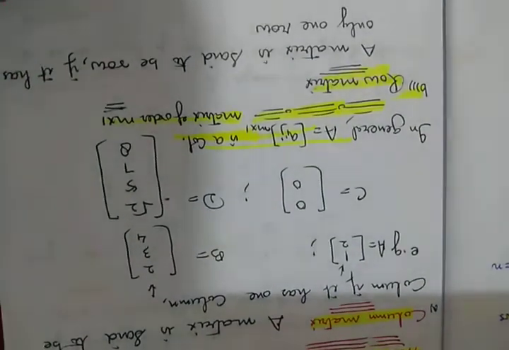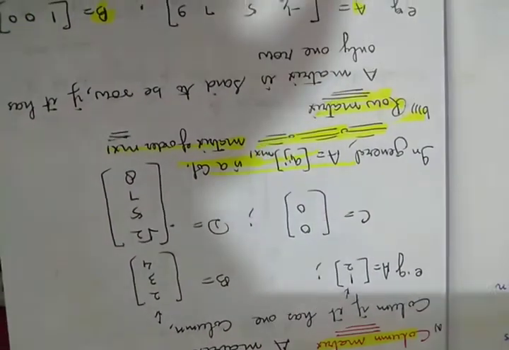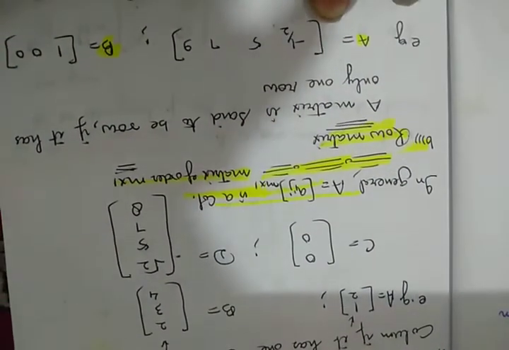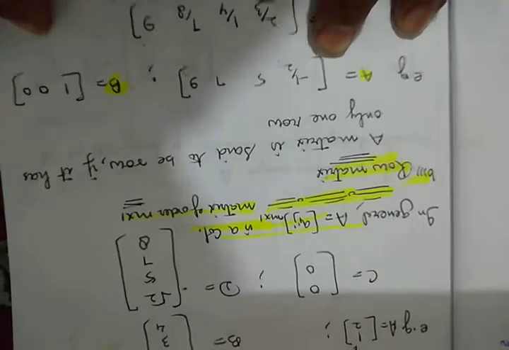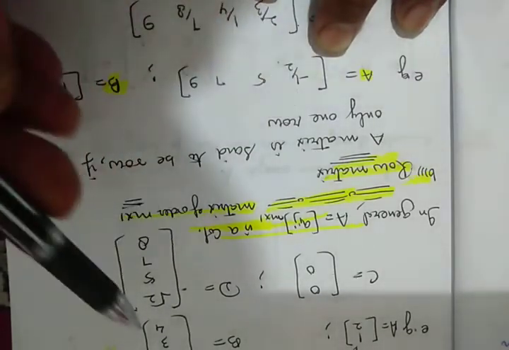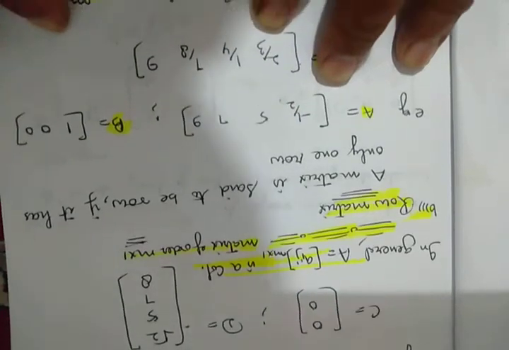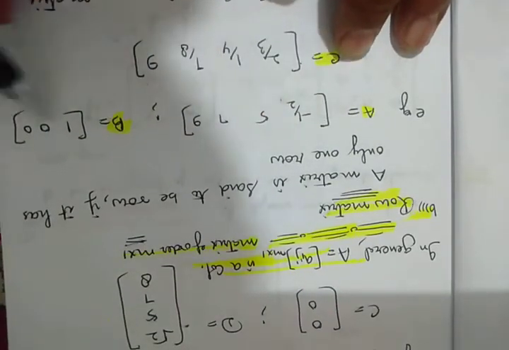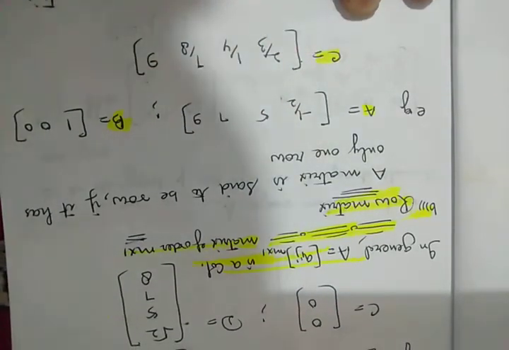Now there is the row matrix. A matrix is said to be a row matrix if it has only one row. In a column matrix we have one column; in a row matrix we have only one single row. Simple.